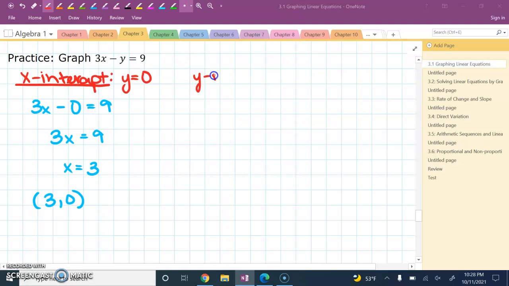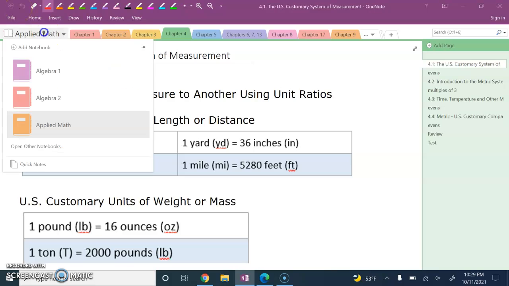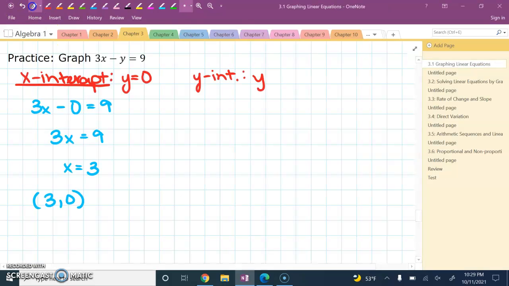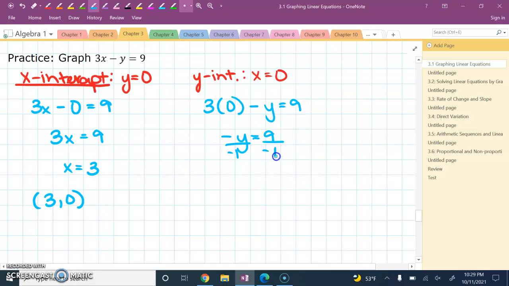And then for the y-intercept, I'm going to set x equal to 0. And so I have 3 times 0 minus y equals 9. You should have been left with negative y equals 9. Make sure that you divided both sides by a negative 1, because we never want to have a letter be negative. So that came out to be negative 9 for the y. So then that would be 0, negative 9 for that coordinate.